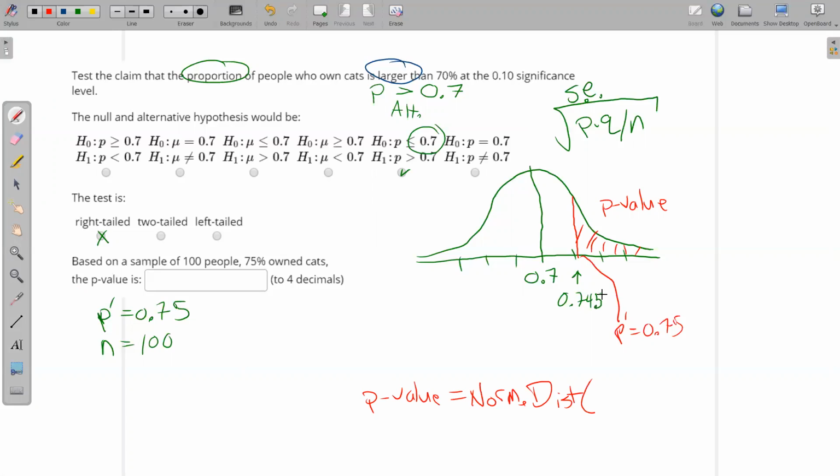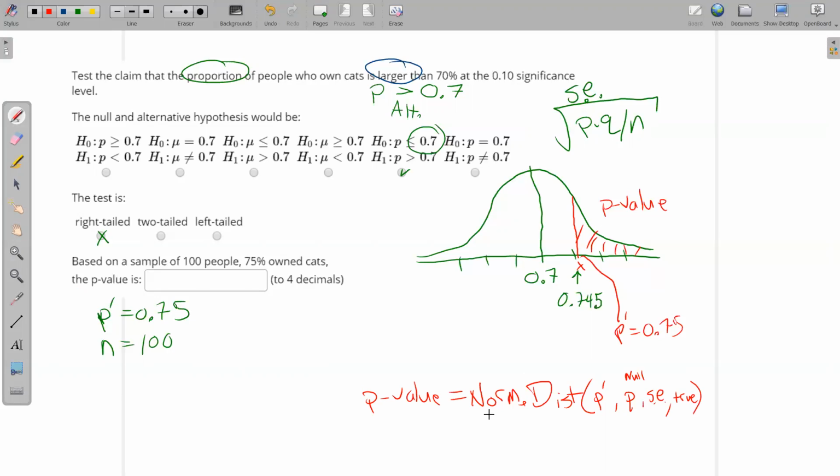And the norm dist needs to know what's the value on the x-axis. Well, that's my p prime here. And then it wants to know what's the mean for the distribution. And in my picture, I drew 0.7, the null hypothesis. So that right there is p from the null. And then it wants to know what's the standard error for the distribution. And then it wants a 1 or the word true. I usually like to put true there, which means pretty much add stuff up.